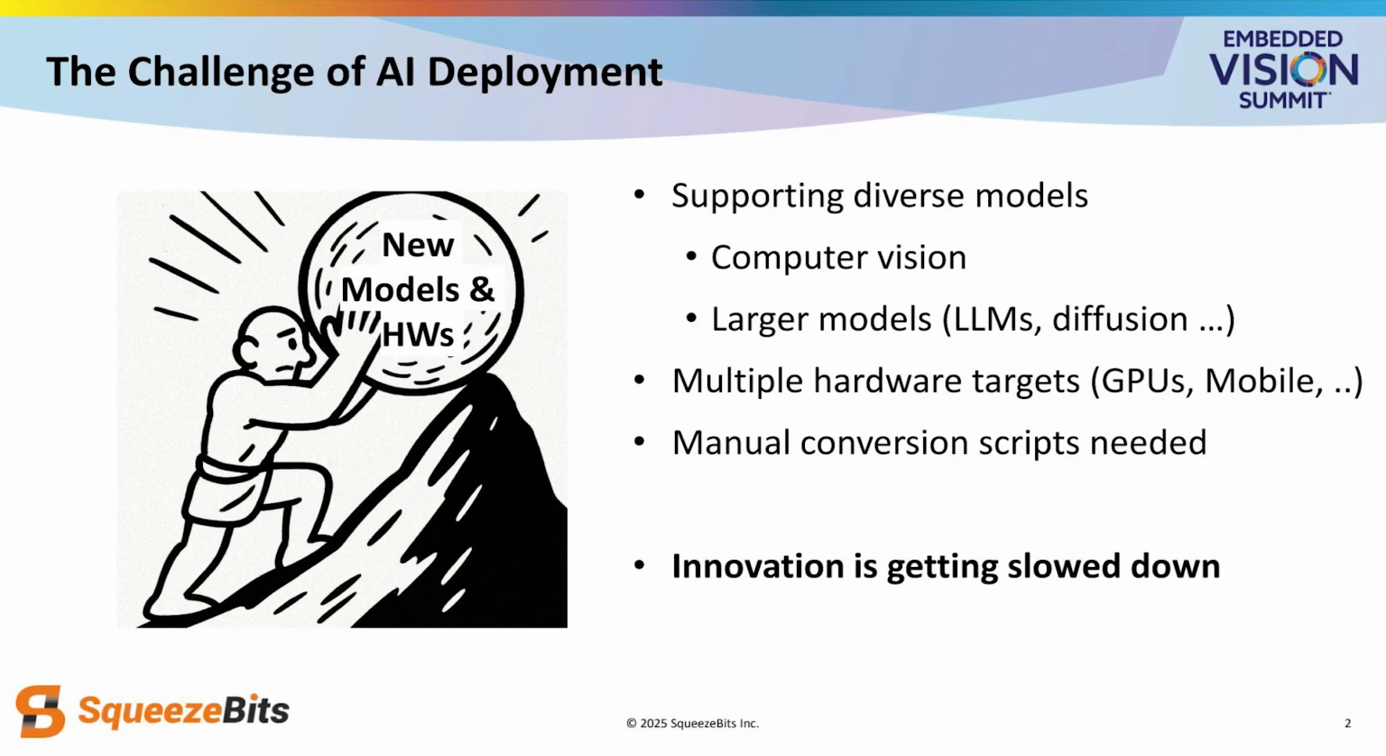These varied architectures typically require specialized, manually scripted conversion scripts for each hardware target, namely GPUs, NPUs, or mobile accelerators. These manual conversions are really cumbersome and tedious, but also prone to errors, so they often demand significant development effort and are slowing down innovation nowadays.